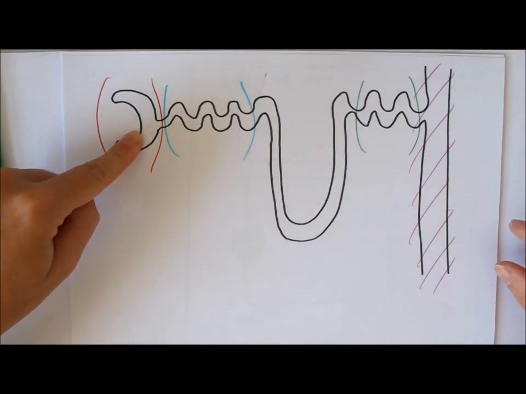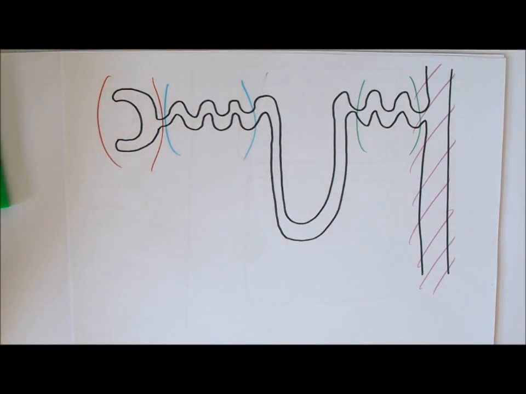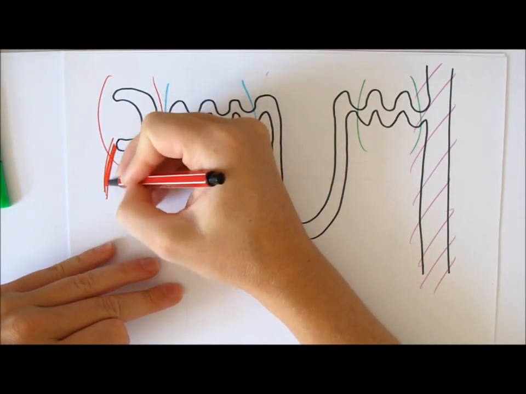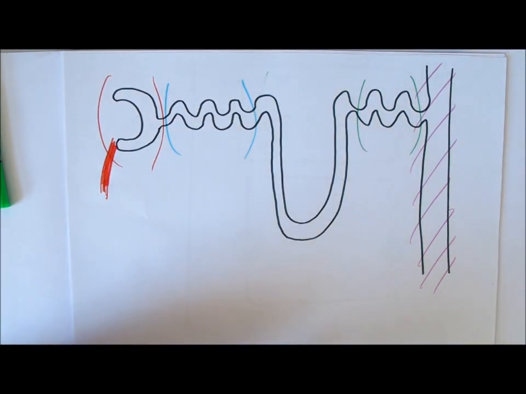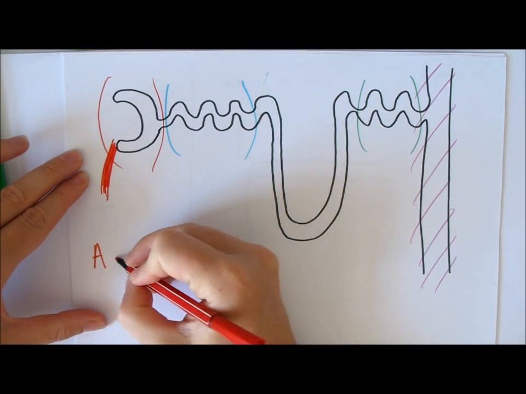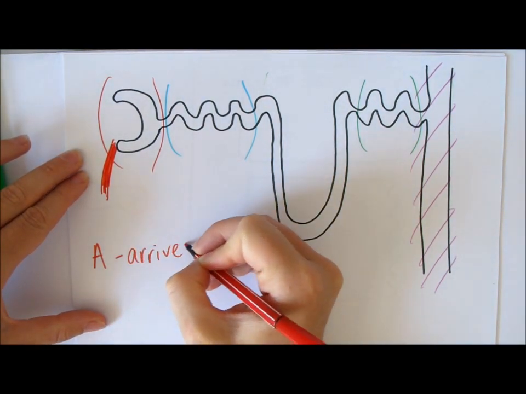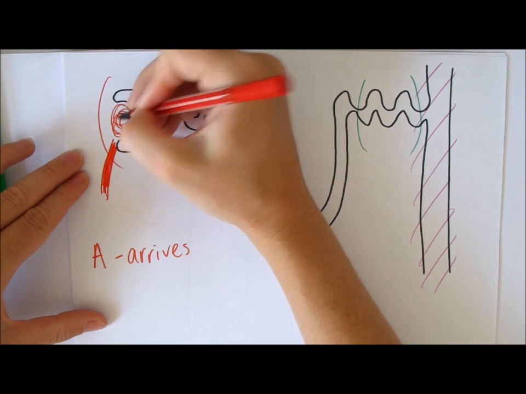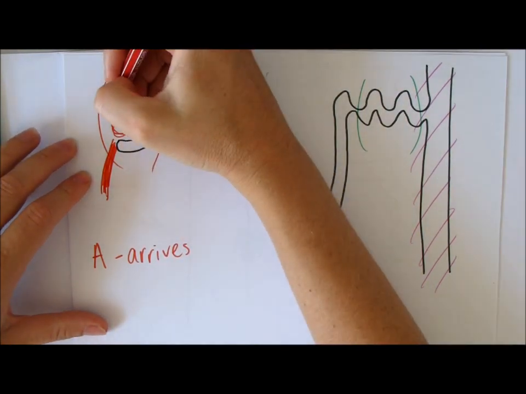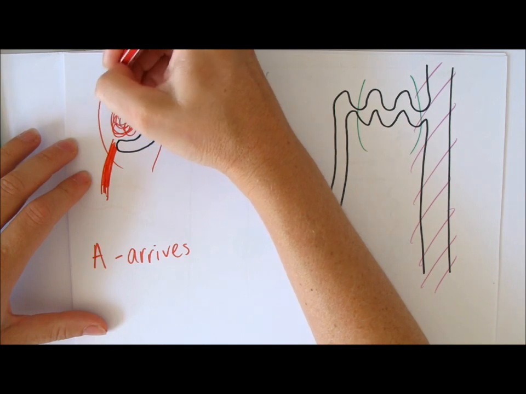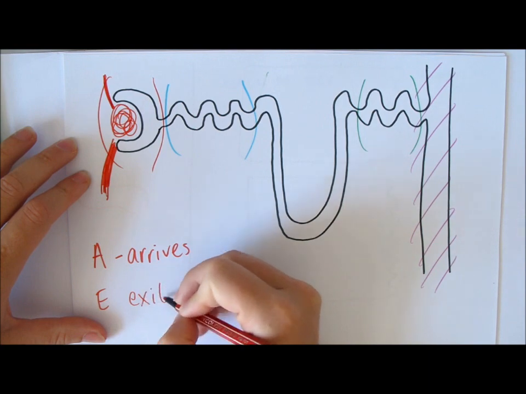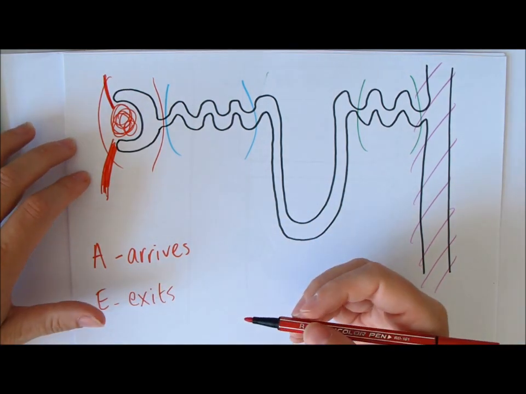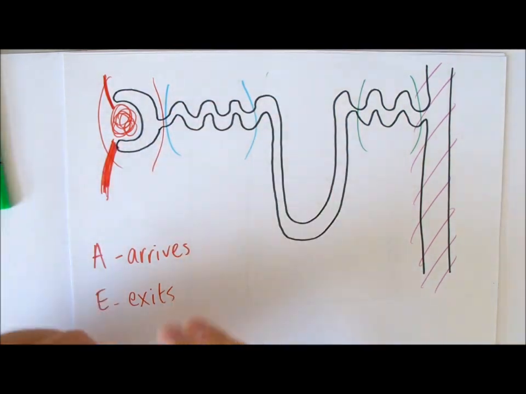So starting in the Bowman's capsule, that's where ultrafiltration occurs, and in essence that is where blood comes into the Bowman's capsule at high pressure in the afferent arteriole, and the afferent arteriole arrives and it goes into a capillary network. Okay, so obviously that increases the pressure. That is further increased by the fact that the vessel which takes the blood away is called the efferent, and that exits, and that has a smaller diameter than the afferent vessel.